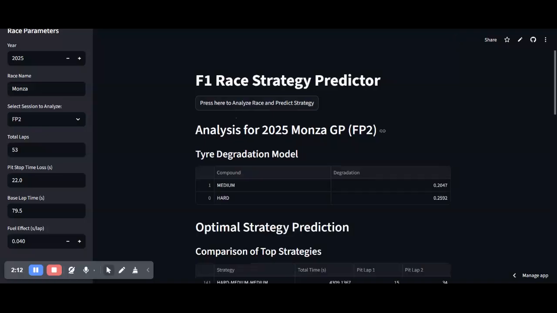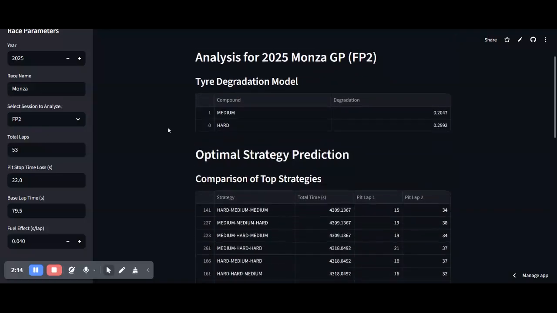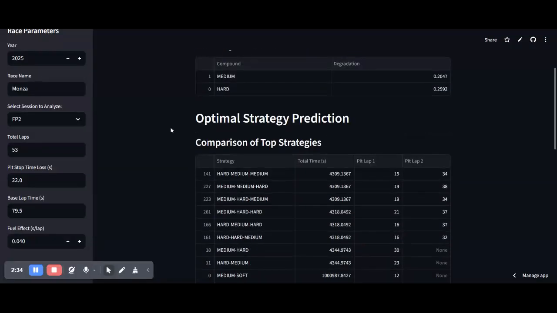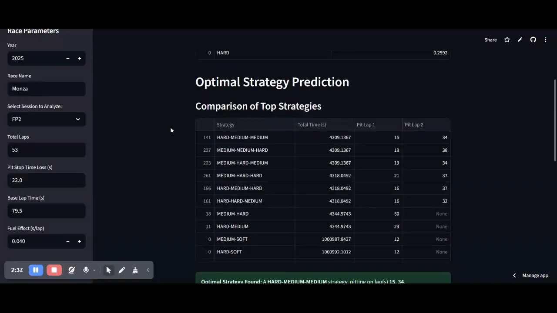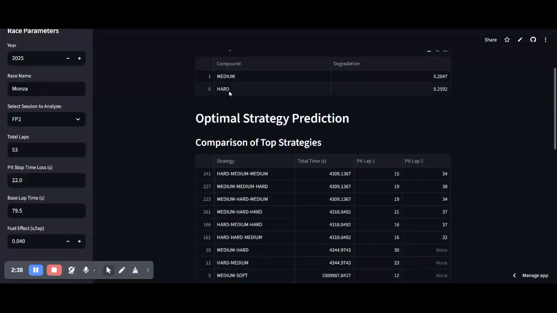And we're getting some data. Okay, so let's see what we get here. So that's the tire degradation model. So for the race, all the drivers have used the medium and hard compounds. And this is the degradation rate for both, which is quite similar, but the hard compound had the highest degradation compared to medium. Which means that the hard compound will wear out quicker than medium.